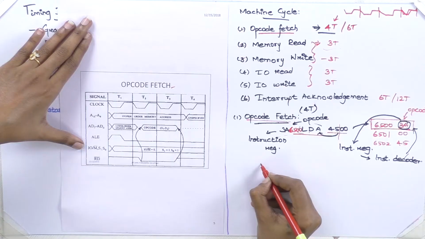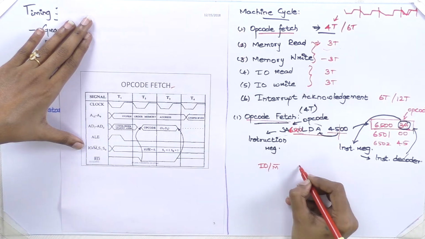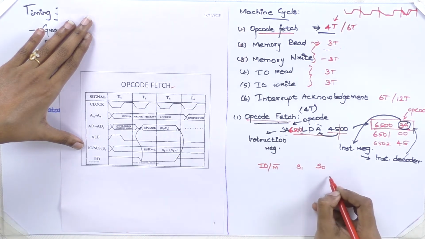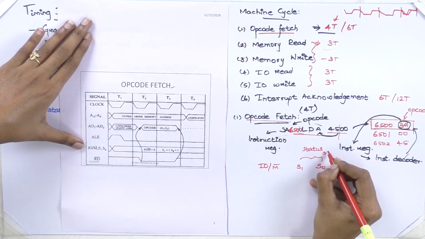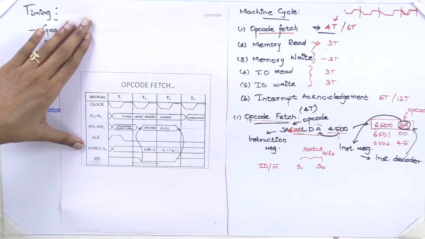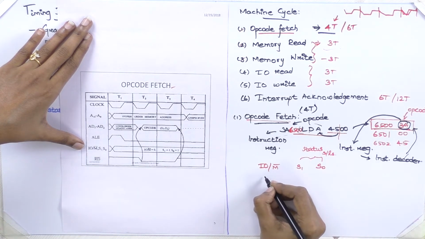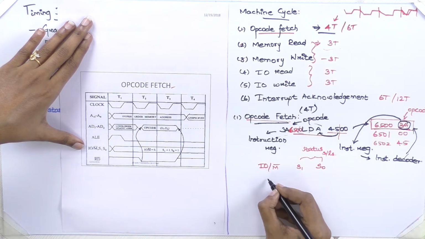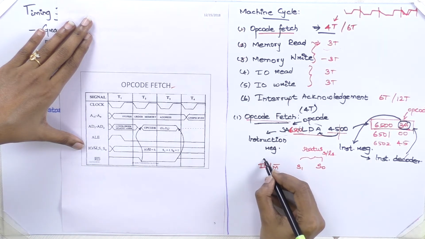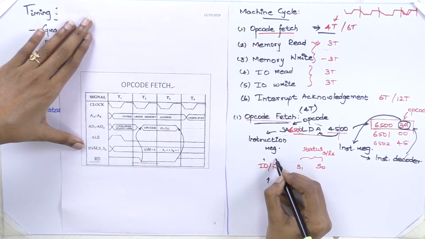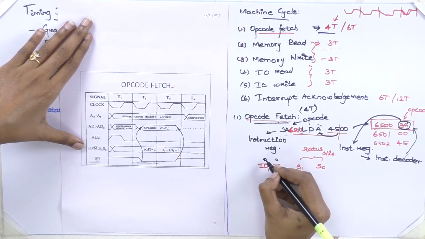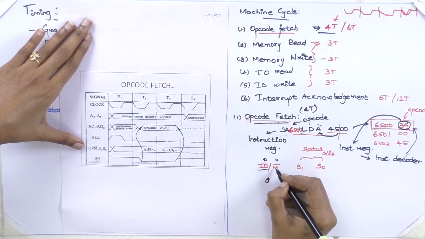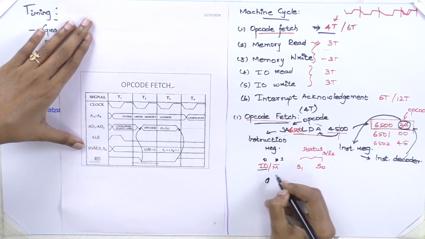As I told you, the control signals are IO/M bar, S1, S0. As a whole, they are called control signals, and S1 and S0 are called status signals. If the value of IO/M bar is 1, it means you are performing an IO operation, but the complement of 1 is 0, so the memory operation will not be performed. If this value is 0, the IO operation will not be performed. The complement of 0 is 1, so the memory operation will be performed.